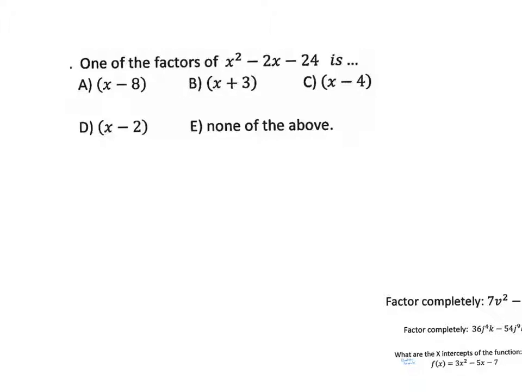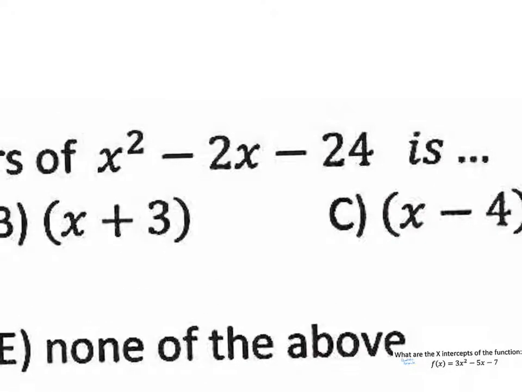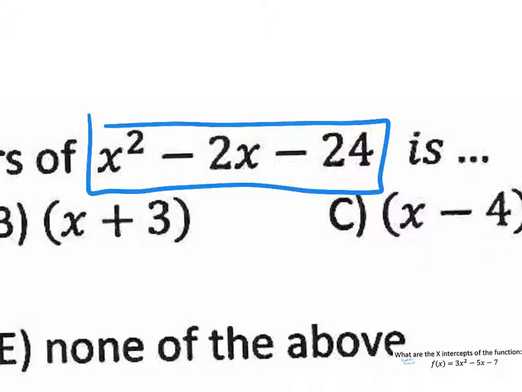This question's equally easy, but I don't want you guys to freak out. Understand what it's asking, right? It says one of the factors of this quadratic trinomial is one of the following, right? So I know a lot of you guys are going to get confused. Just think of this. Here's a quadratic trinomial equation. There it is. Let me box it in so you can see it. And they want you to factor it. That's it, right? So let's factor it.